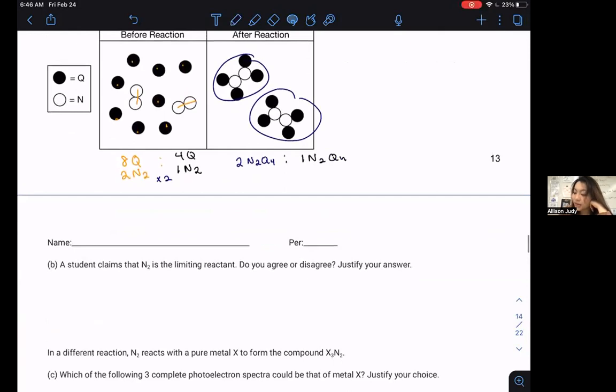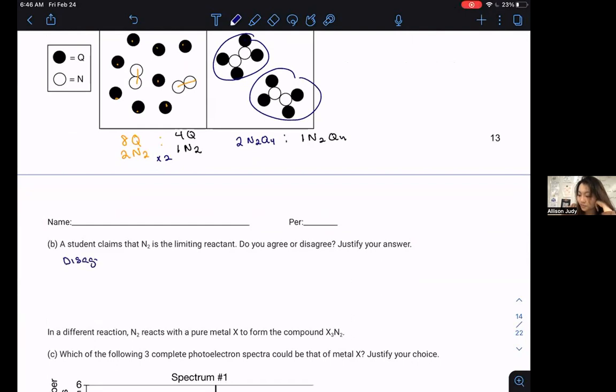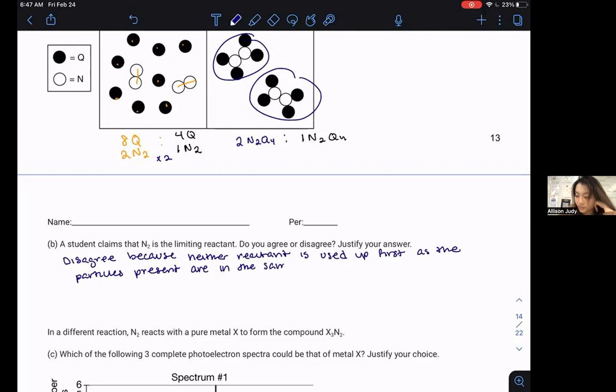So a student claims that N2 is the limiting reactant. Do you agree or disagree? Honestly, the AP would accept both agree and disagree, because you could say, I disagree because neither reactant is used up first, as the particles present are in the same ratio as the balanced chemical equation.